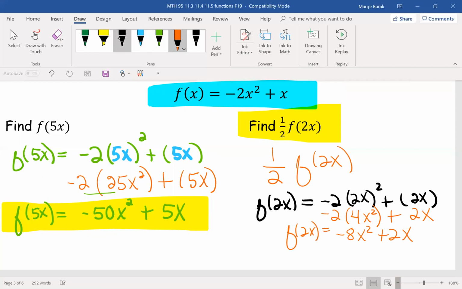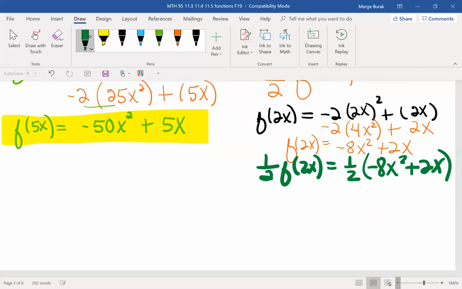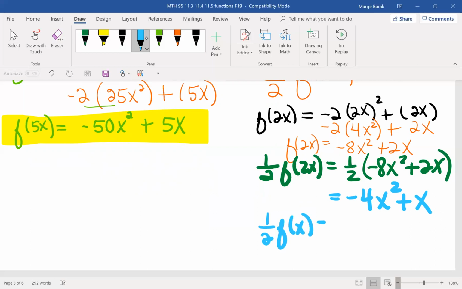So now I need 1/2 of f of 2x. So I just need to do 1/2 of negative 8x squared plus 2x. I'm just going to divide both of those by 2. That's what taking 1/2 is. So it's going to be negative 4x squared plus 1x. Bringing the 1/2 of that and 1/2 of that. So my final answer, 1/2 of f of 2x equals negative 4x squared plus x.